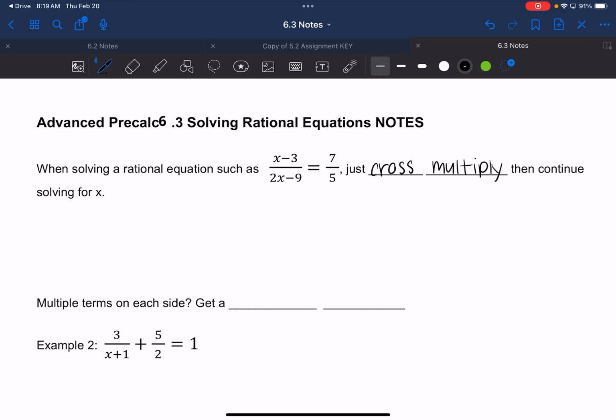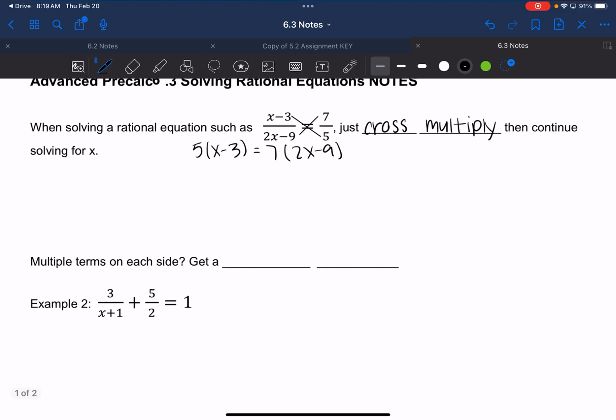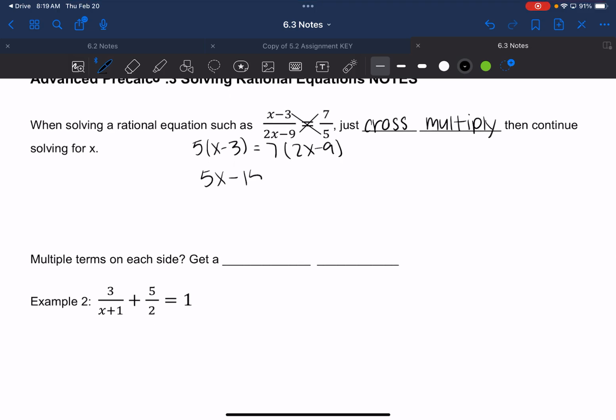So if I multiplied this direction, I am multiplying 5 times x minus 3. This direction, I am multiplying 7 times 2x minus 9. So when we continue to solve, all we would need to do is distribute, right? So when we distribute, we'd have 5x minus 15 equals 14x minus 63, all right?